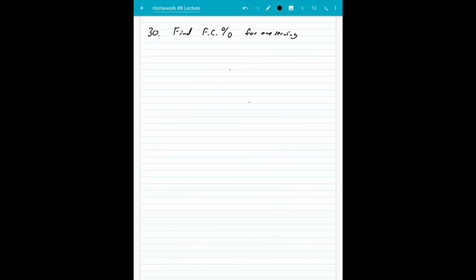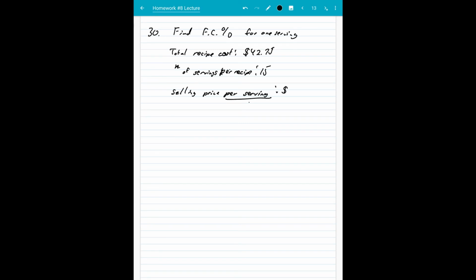Okay, so our total recipe cost is $42.75. Number of servings per recipe, I'm abbreviating, it's going to be 15. And the selling price, and it says per serving, is $8.95. It wants us to find the food cost percentage, so we need to find this for one serving.